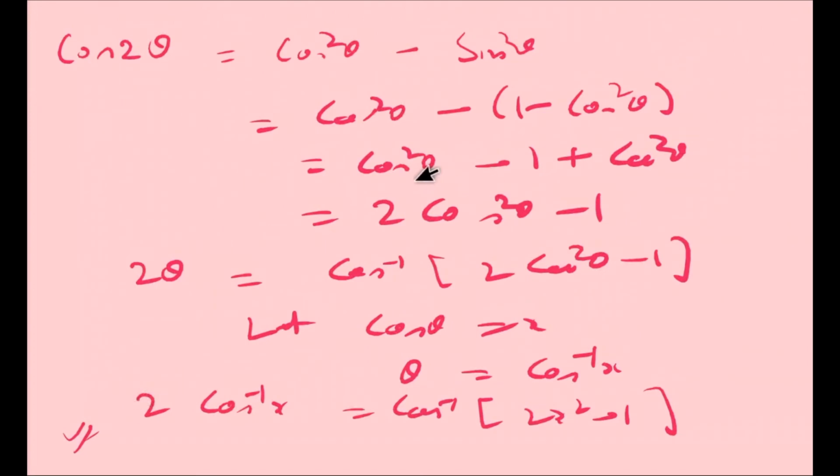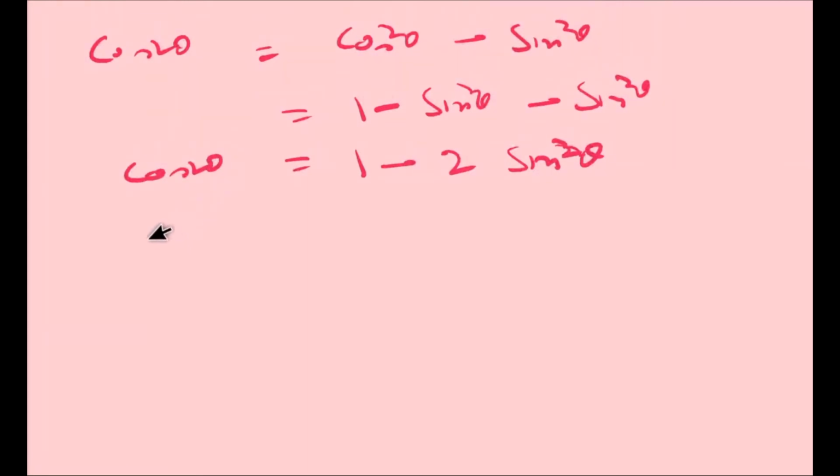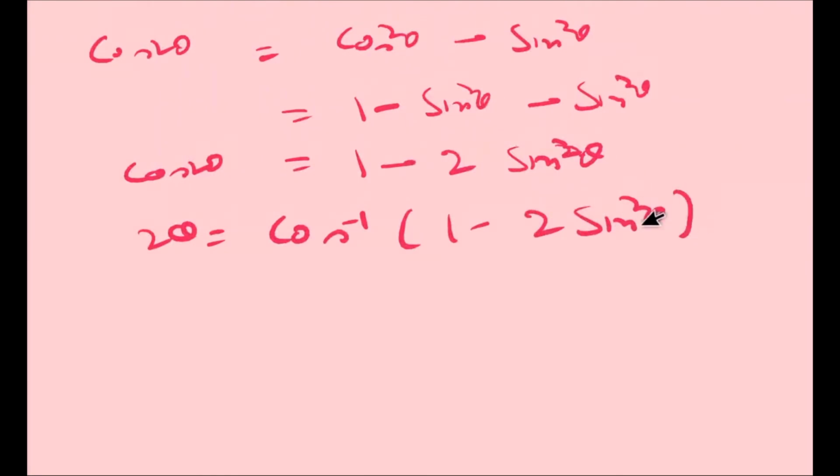But what about when we change this into sine square? We get cos 2 theta equals cos² theta minus sin² theta. We change this into sin² theta form, then we find the formula 1 minus 2 sin² theta. Then if 2 theta is written here, cos inverse (1 − 2 sin² theta).